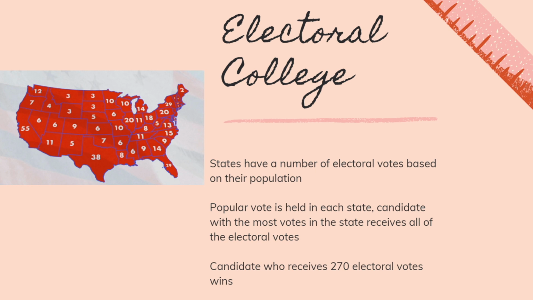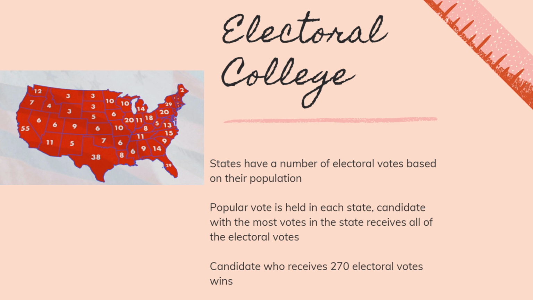And the key idea or concept behind this is that states have a number of electoral votes based on their population. So as you see on the map on the left, you'll see states that have a high population, which means many people live there. So states like California, Texas, Florida, New York, they all have over 20 and up to 55 electoral votes because they are heavily populated states. However, a state like Montana and Maine in the top right only has 2 or 3 electoral votes because they aren't as heavily populated.